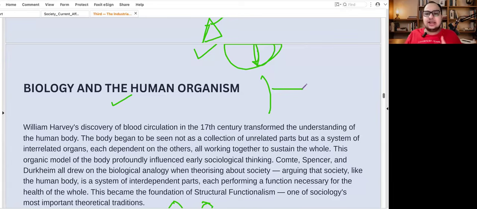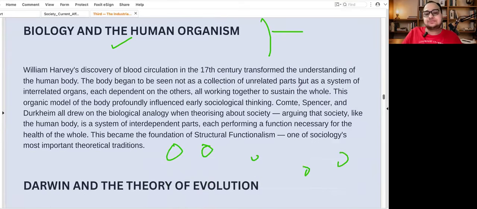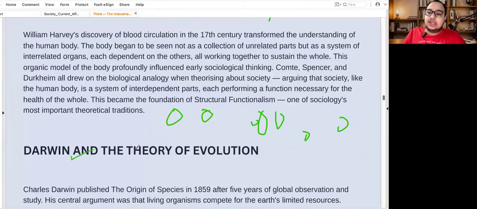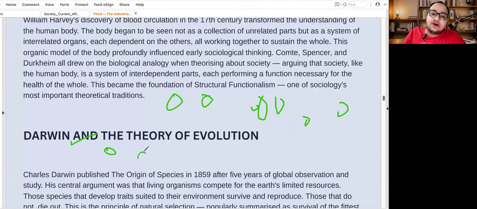And there were other thinkers as well, like Auguste Comte, who is often considered the father of sociology, and Spencer. They drew a parallel with this finding. Then Darwin came. Darwin gave the theory of survival of the fittest. Previously, there were so many theories. Every religion had a different theory.